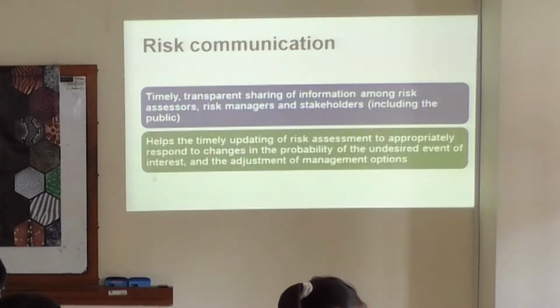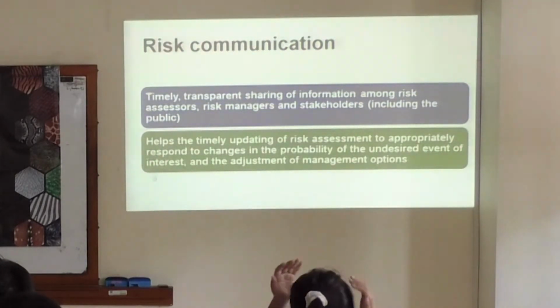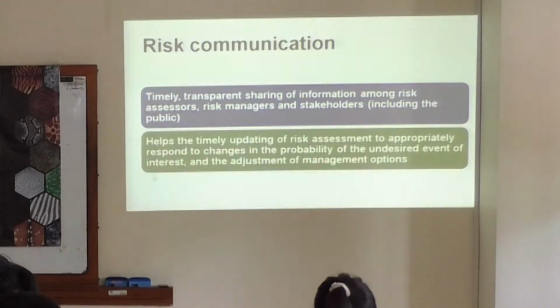And then risk communication. Remember that in the colorful diagram with all the circles? Yeah, risk communication is right in the middle. And you're supposed to be doing what you can to over-communicate. Share information with everybody, even the people you think don't care. They might not care, but they might really care.